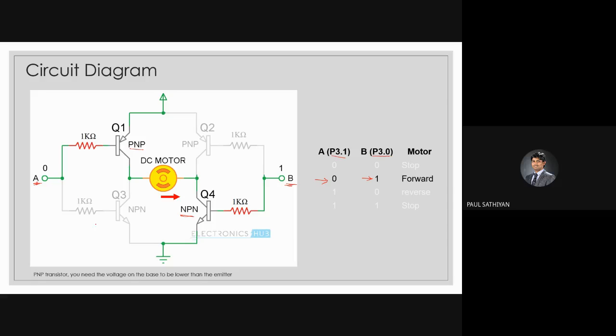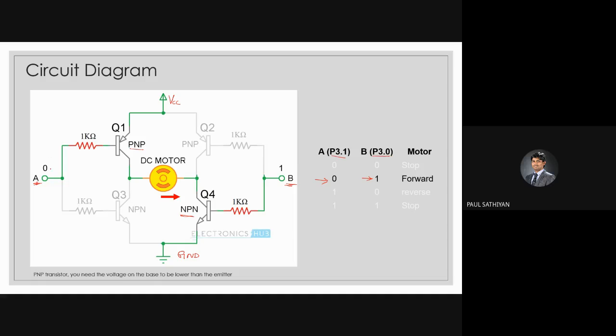For you to recollect, in a PNP transistor, if the base voltage is lesser than the emitter voltage, then the transistor will turn on. The emitter is here. Normally we connect this particular terminal to VCC and this one to ground, as shown by the symbol.